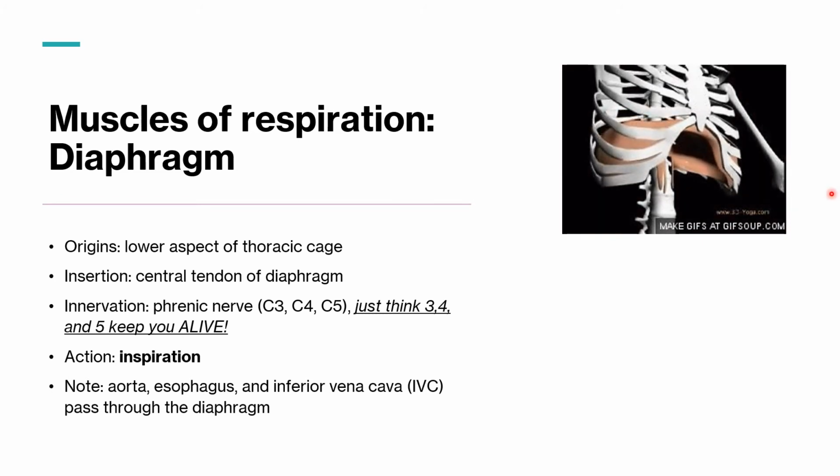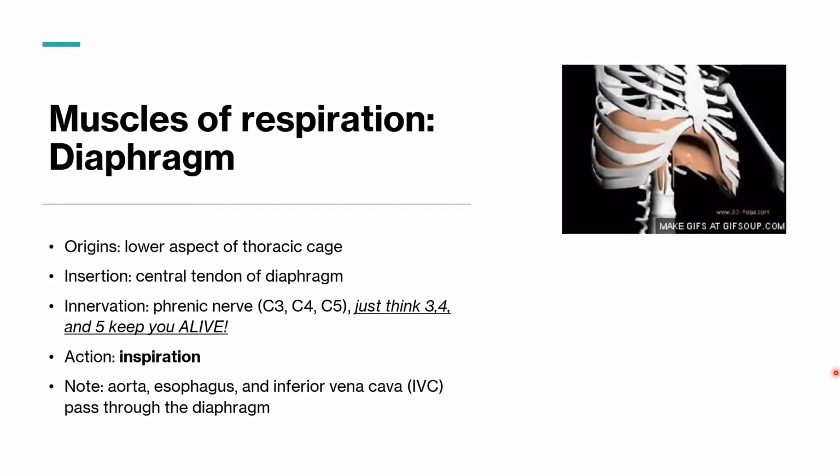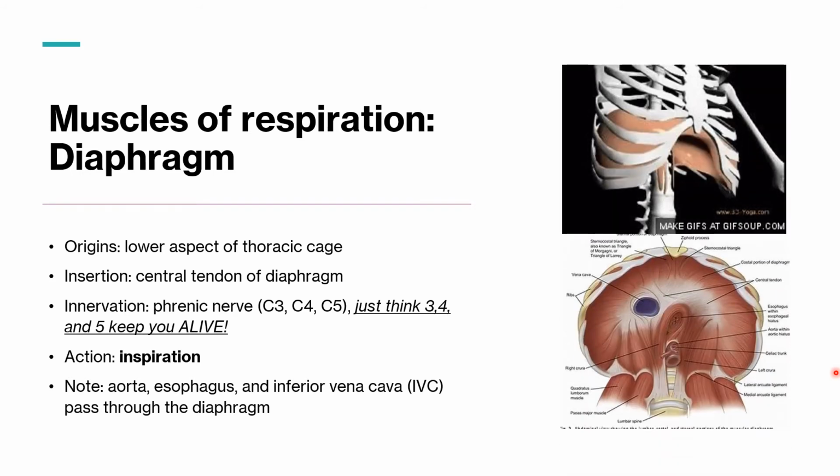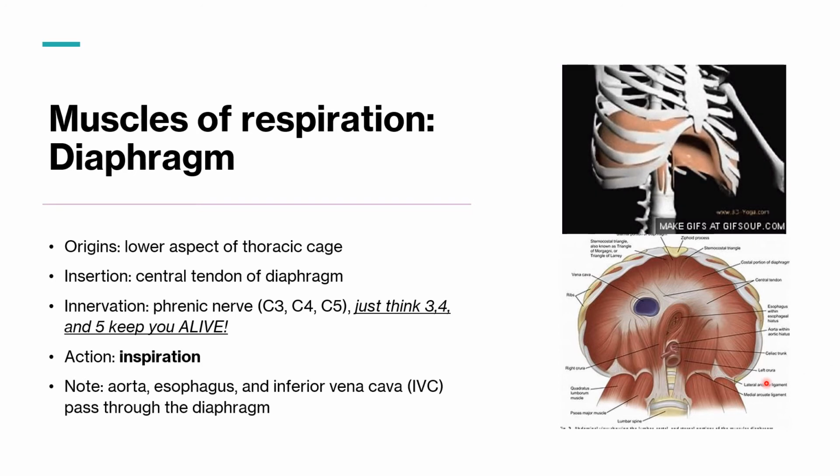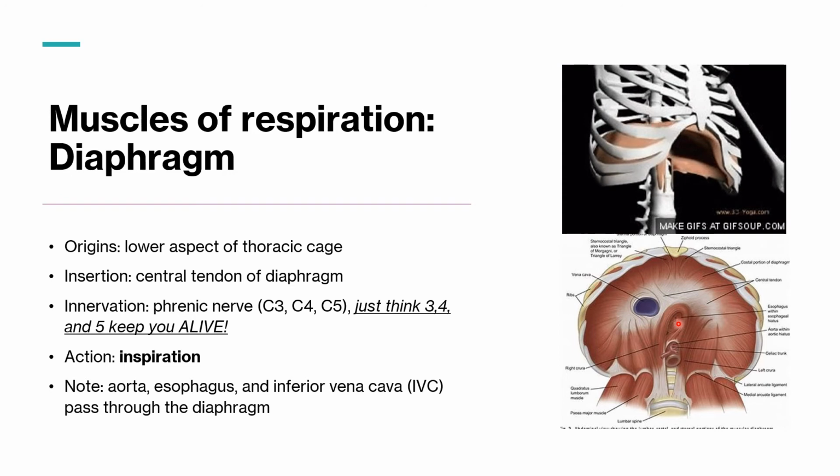Action, inspiration, as you can see here. And note that the aorta, esophagus, and inferior vena cava pass through the diaphragm. So here's your aorta right here, passing through the aortic hiatus, your esophagus passing through the esophageal hiatus, and your inferior vena cava.